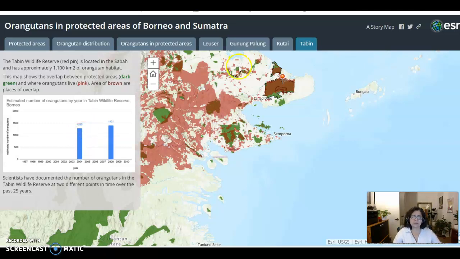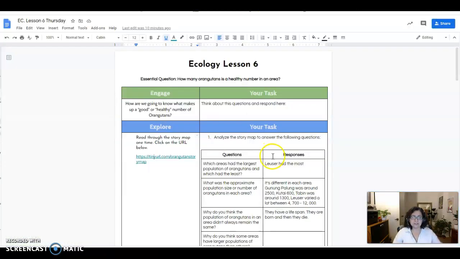Sorry, 1,285. Okay, so the answer clearly is: which area had the largest population? Well, after comparing all that, we saw that Lusur had the most. What was the approximate population size or number of orangutans in each area? They're asking for an approximate. So even though different years had different populations, they want to know approximately how much. So it's different in each area.